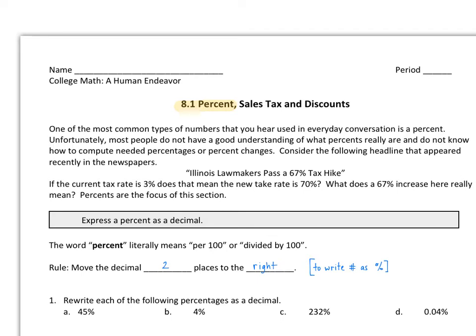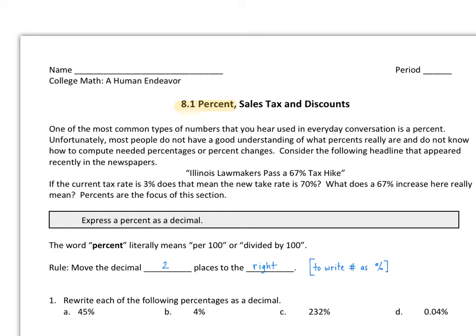For instance, if we look at this headline, "Illinois lawmakers pass a 67% tax hike." What does that really mean? If the current tax rate is 3%, does that mean the new rate is 70%? I sure hope not, right? What does a 67% increase really mean? Today we're going to focus on percents, and we'll eventually get to this aspect as well later on.